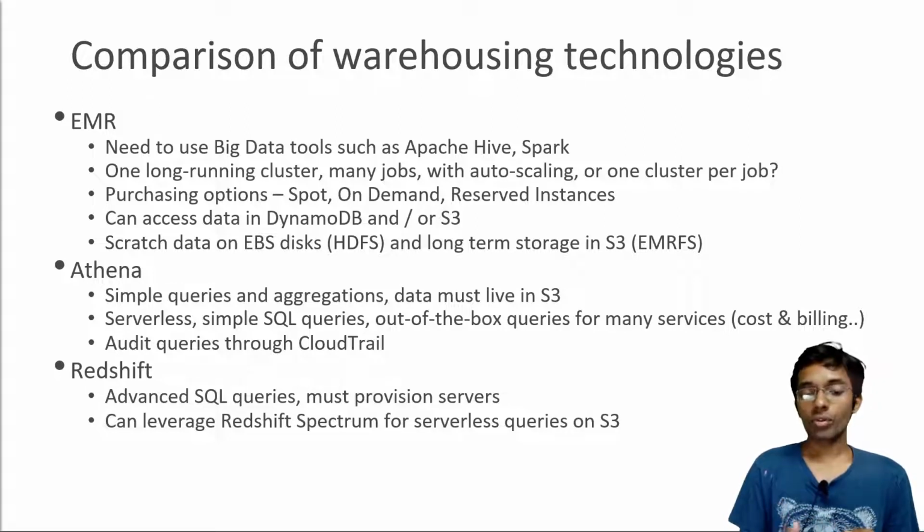Athena is going to be for simple queries and aggregation, and the data must live in Amazon S3. It's going to be serverless for simple queries, and you are going to have out-of-the-box queries for many services, including custom billing reports, etc. Athena is very well integrated with AWS, so you can audit all the queries being made through CloudTrail. And finally, Redshift is going to be for advanced SQL queries. You must provision servers. You can leverage Redshift Spectrum for serverless queries on S3, and Redshift is really a full data warehouse, and you are expected to have some kind of sustained use of Redshift to make your return on investment.